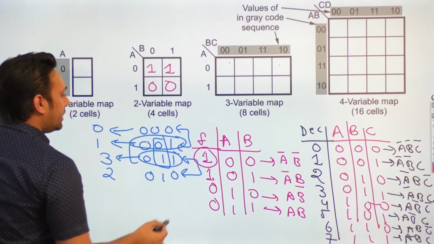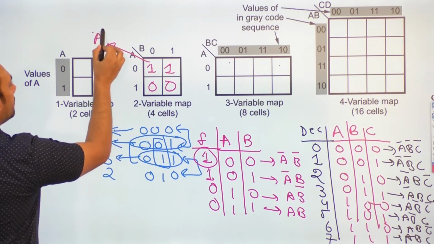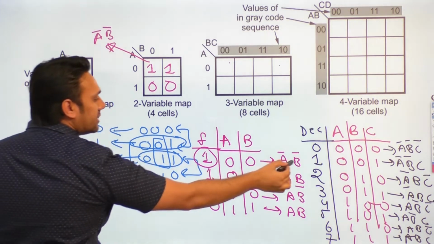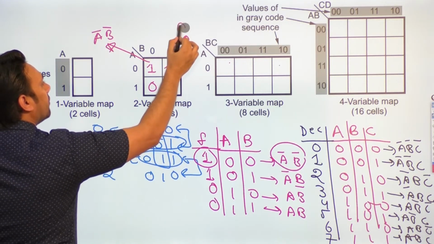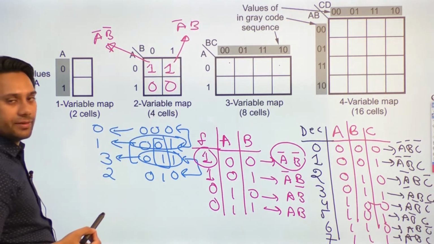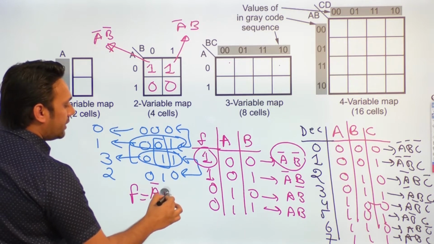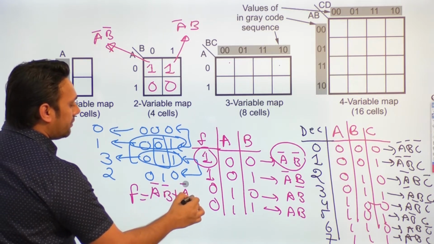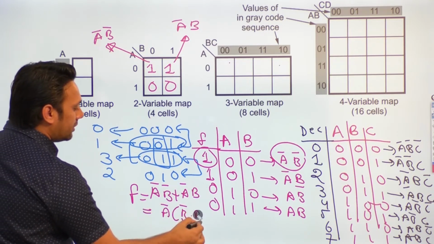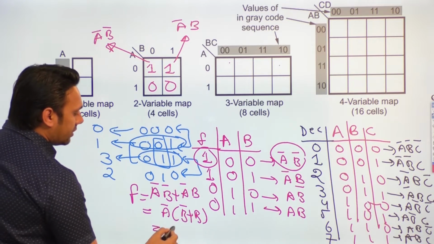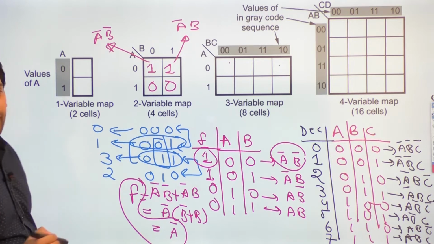Fine. And this combination is representing A complement, B complement. This is representing A complement, B complement, and this one is representing A complement B. Fine. Now for this function, the expression is A complement B complement plus A complement B. I can take A complement as common, then I will get B complement plus B, which is equal to 1, leaving A complement only. So this entire function can be represented by a single A complement.